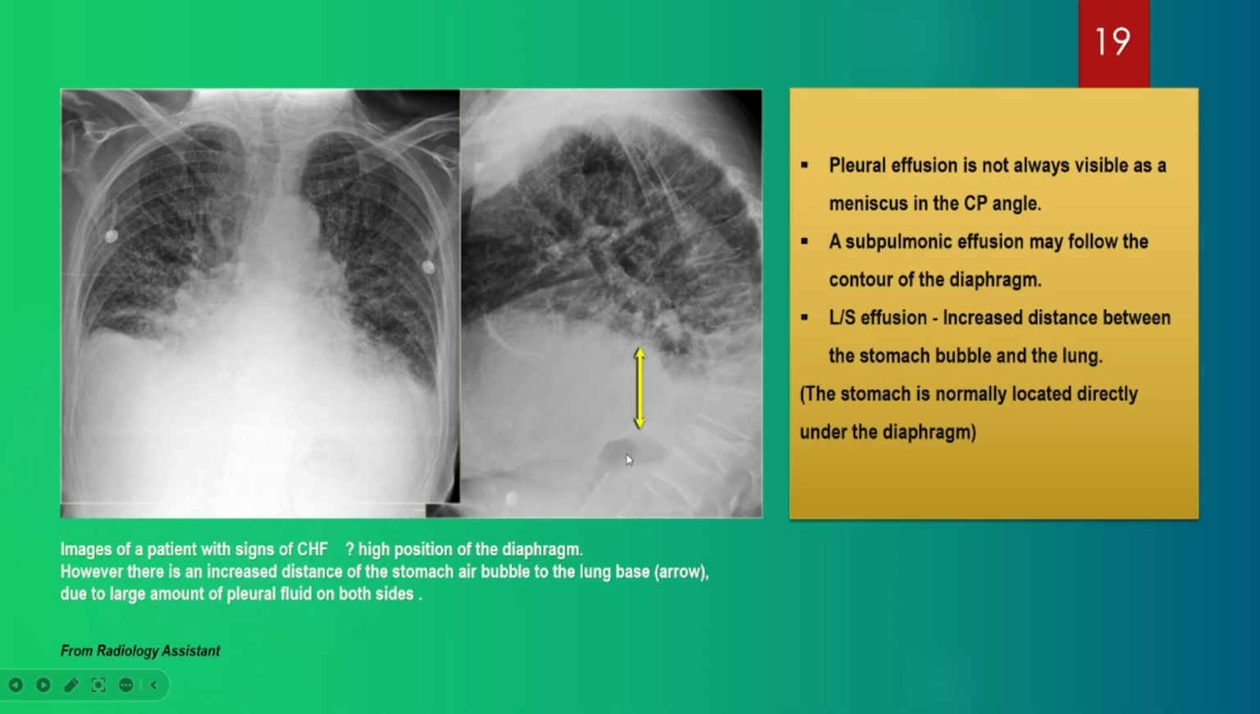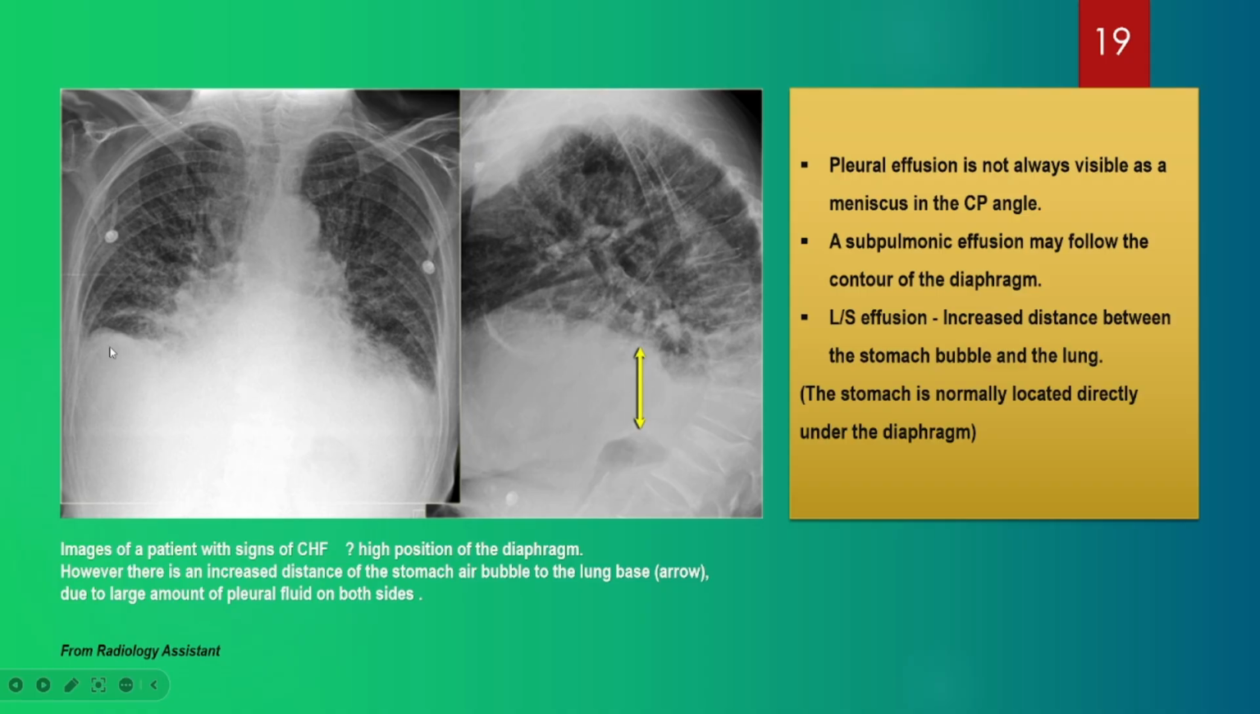The gastric air bubble is usually immediately below the diaphragm. But here, the apparent diaphragmatic margin is higher with increased width between the gastric air bubble and the diaphragmatic margin. This is because of the fluid. The distance from the lung base to the gastric air bubble is increased because of pleural fluid. This is pleural effusion, not elevation of the hemidiaphragm.